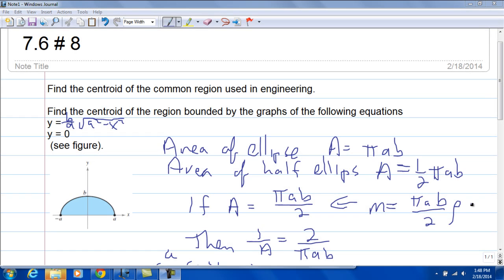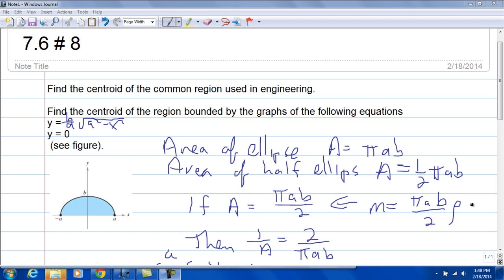And working 7.6, number 8, it says find the centroid of the common region used in engineering. Find the centroid of the region bounded by the graphs of the following equations: y equals b over a times the square root of a squared minus x squared, y equals 0, and I have the picture down here.